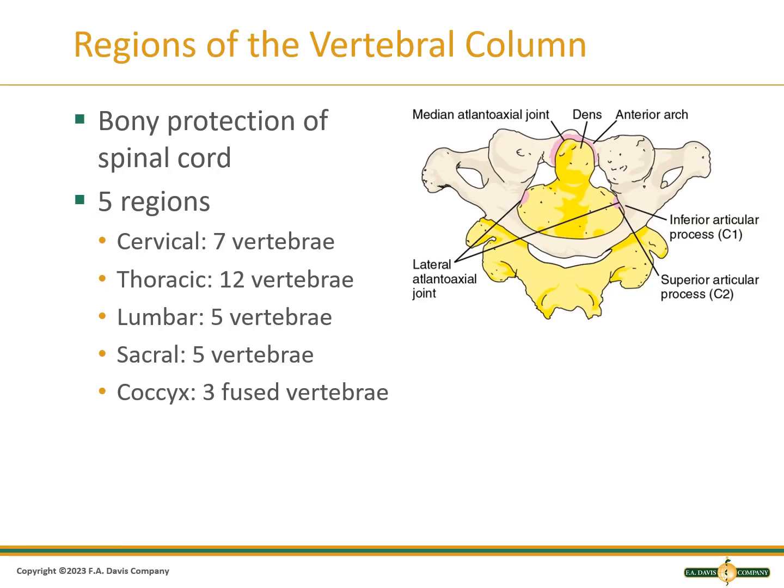Our vertebral column is our bony protection of the spinal cord. It also provides the weight-bearing support of the trunk. It is separated into 5 different regions. So our cervical region has 7 vertebrae. Our thoracic region has 12 vertebrae. Our lumbar region has 5 vertebrae. Our sacral region is 5 fused vertebrae, and our coccyx is 3 fused vertebrae.